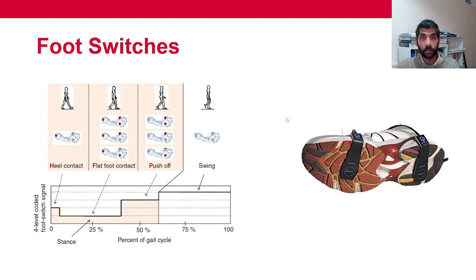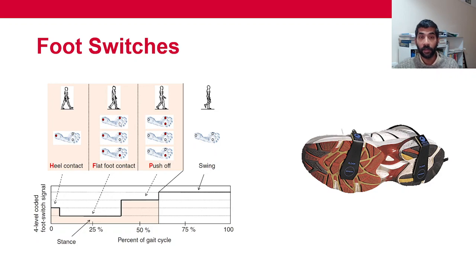Great. So next, you could have foot switches put on the shoes that the person is wearing. So for example, here on the shoes, you have some switches placed. Now, how do switches help? So one of the ways in which the switches help is because they tell you which phase of gait you are in, right? So if you have a switch on the heel, for example, you can detect heel contact or the initial contact in the gait cycle, right?